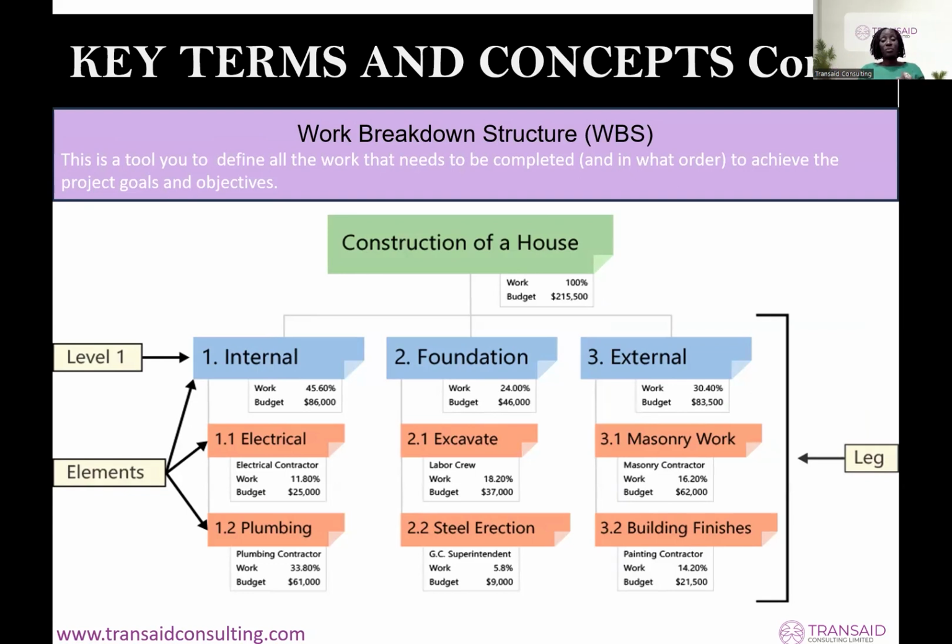So you can see from this diagram, you see internal, foundation, external. So under internal, I have electrical, I have plumbing. Under foundation, I have to excavate the ground. Then steel erection. Then I have external: mason work, building finishes. You can see the budget and you can see the percentages there. So it will give you an idea. How much am I going to spend? What are the resources that I need?